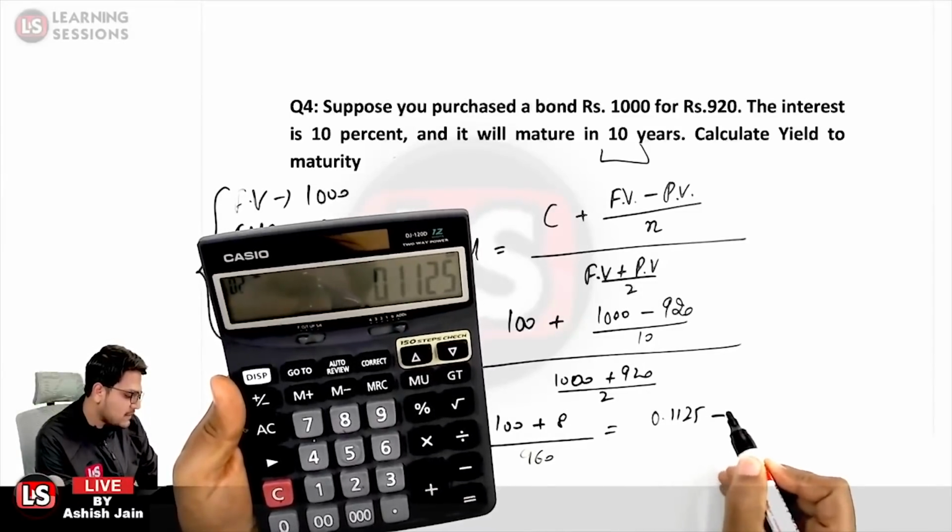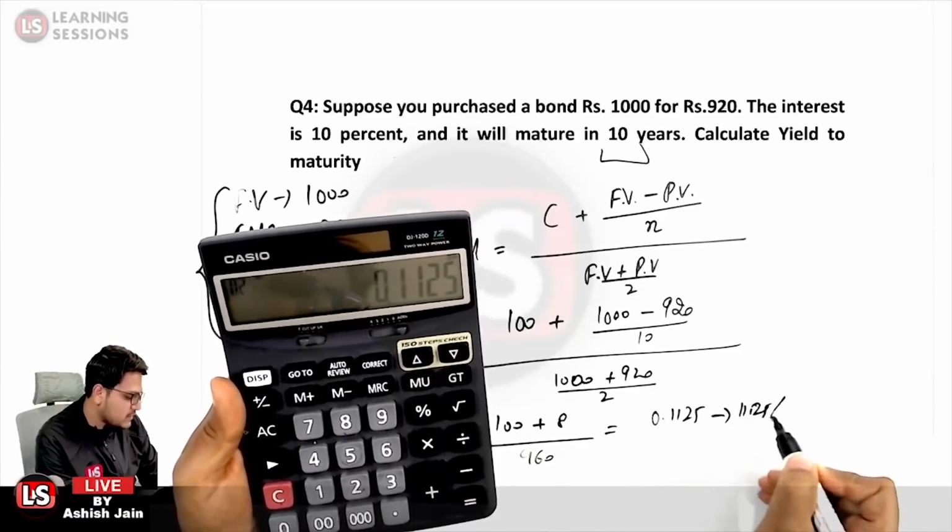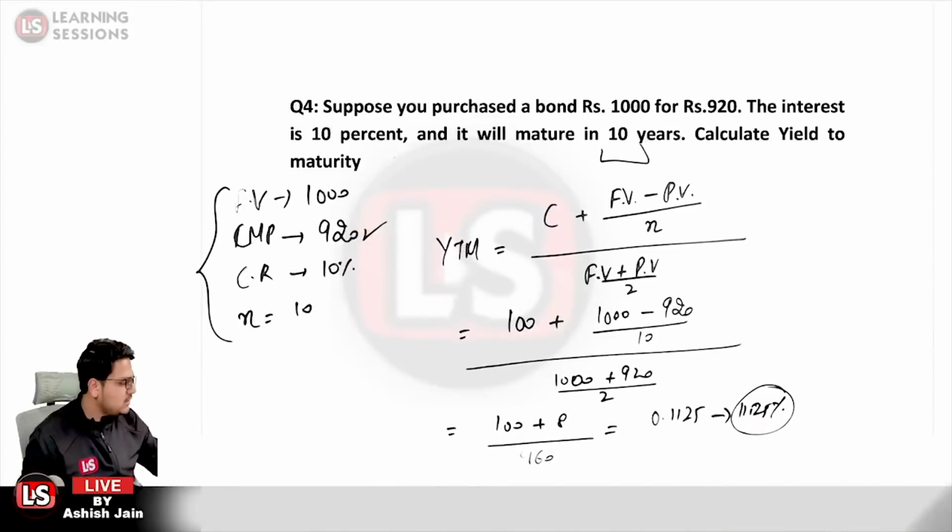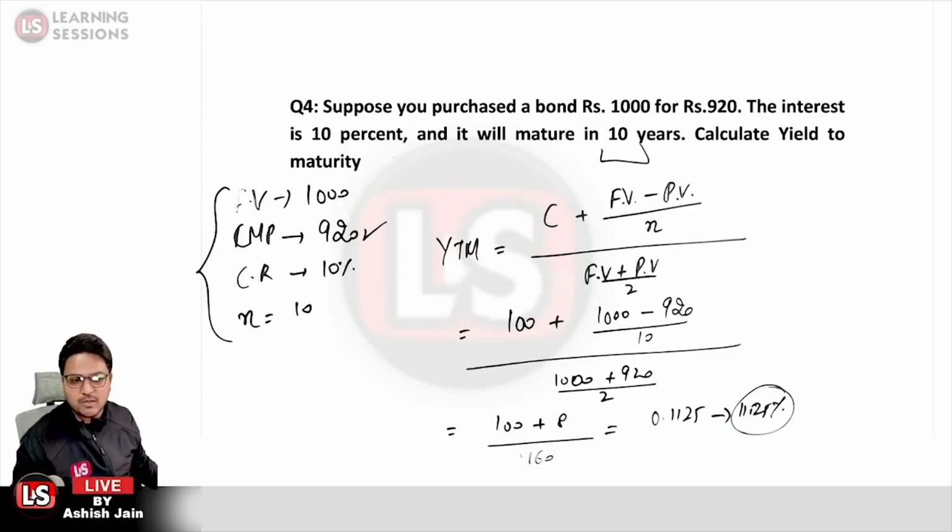Now converting it into the decimal part, that comes out to be 11.25%. That is the YTM. So that will be the answer over here. So the YTM over here is equal to 11.25% as per the information available. Okay, so that will be all related to this particular case study.